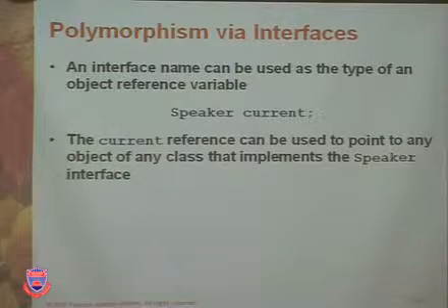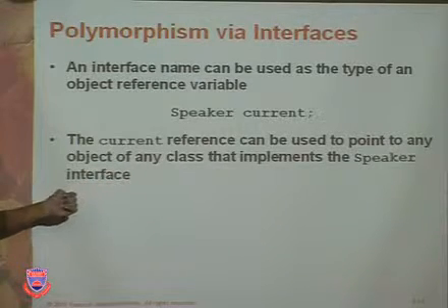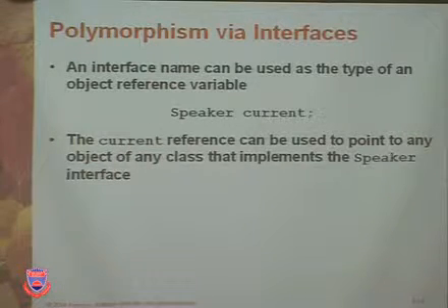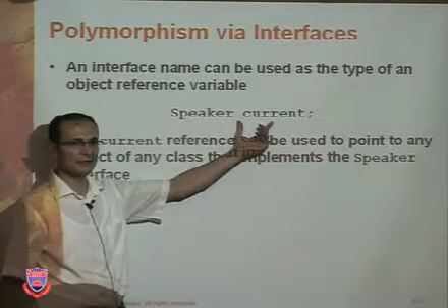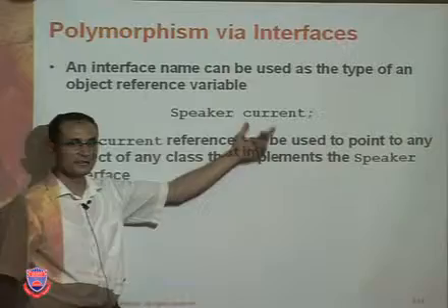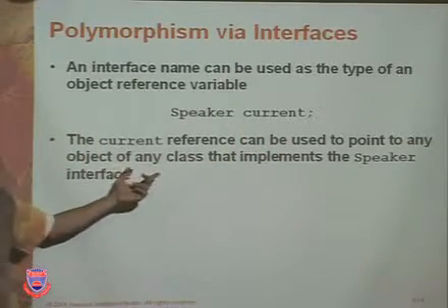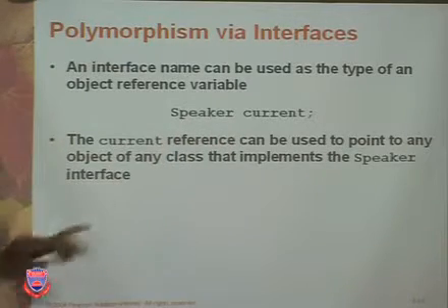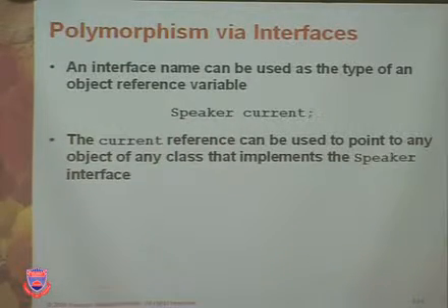So if you have an interface that indicates the object reference, for example Speaker current, the current reference can be used to point to any object of any class that implements the Speaker interface. So let's say I have an interface of type Speaker, and then I have an object variable that I define as current. I can refer to any object that is implementing Speaker as my current object. So let's say I have another class. Let's make it more clear.